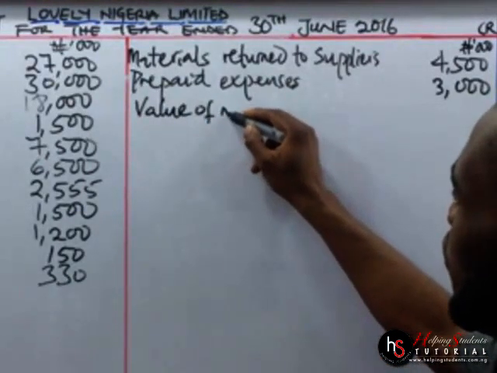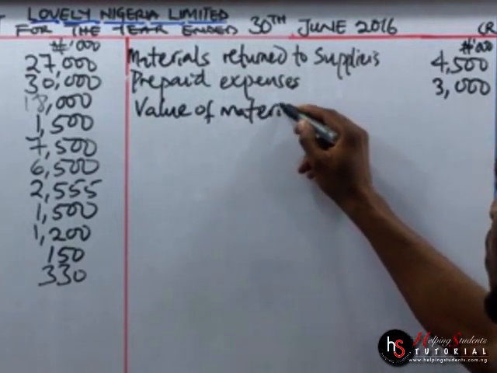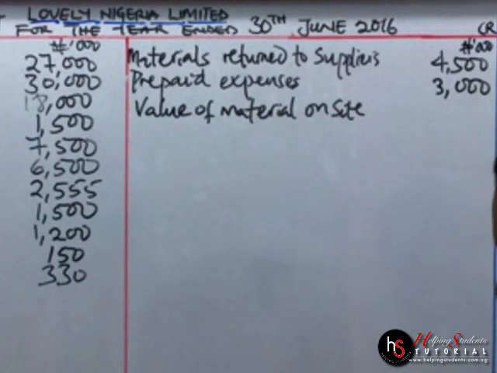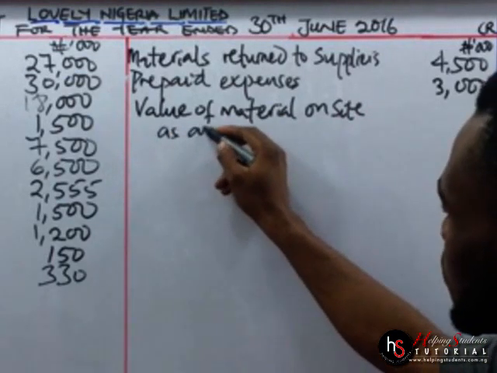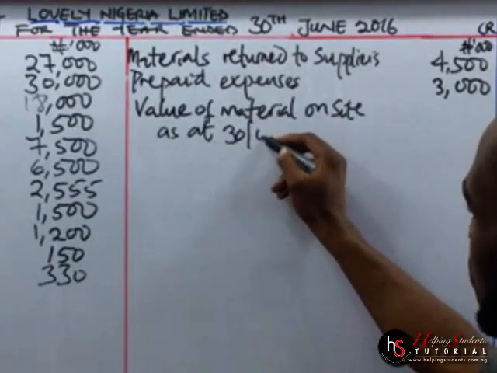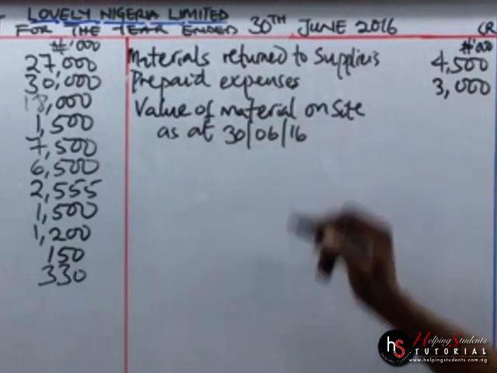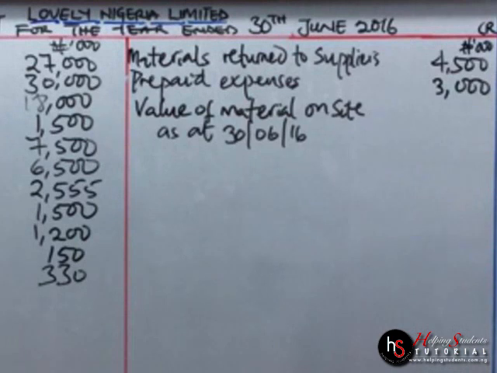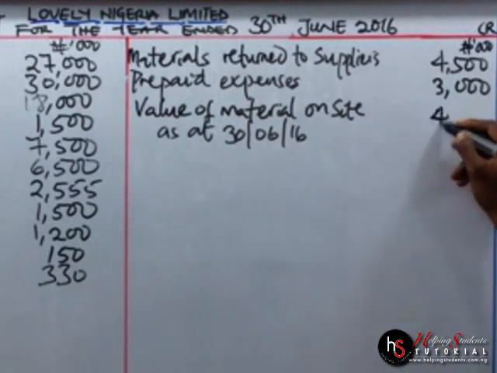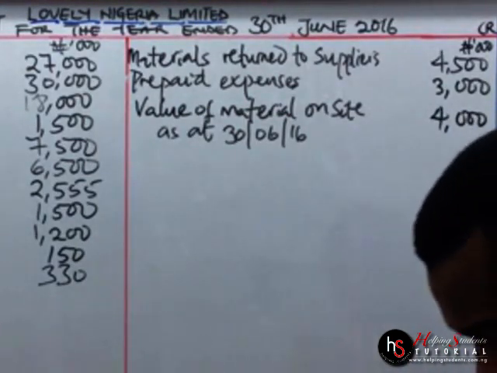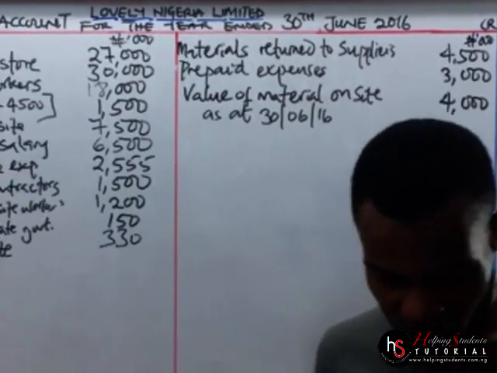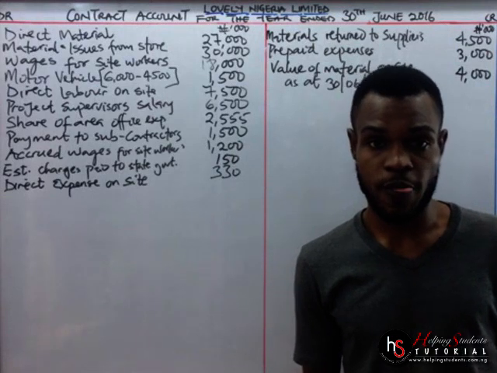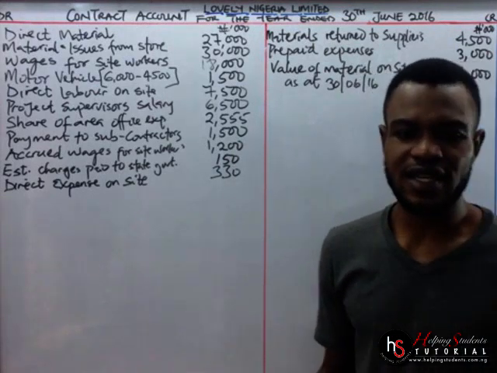Value of material on site, okay? As at 30th June 2016. And how much is it? We have 4 million naira. Okay, so as it is, we have recorded every transaction we have. Remember, we've treated the value of the motor vehicle. We've treated that. So what is the next thing now?